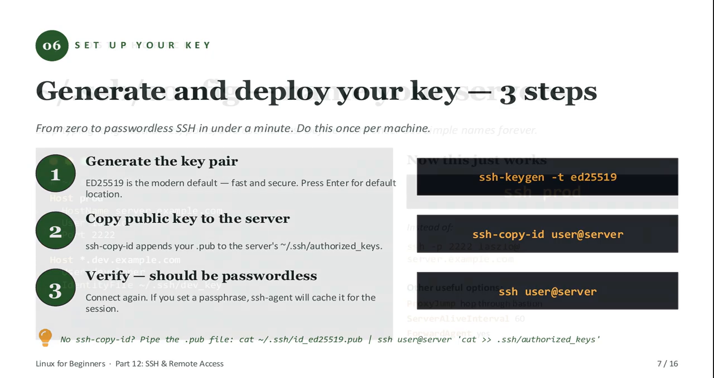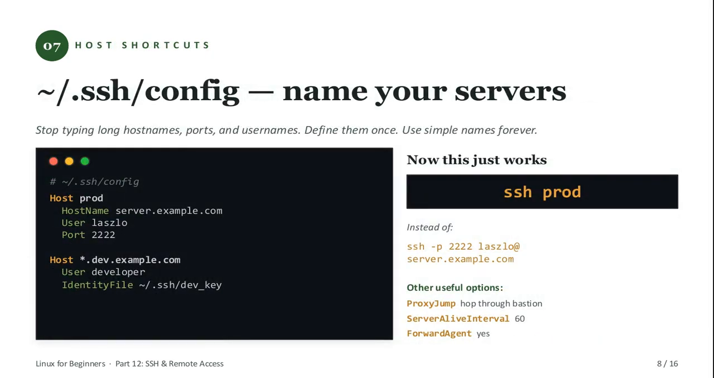Once you're logging in without a password, the next annoyance is typing out long ssh commands. That's where the ssh config file comes in. Open up ~/.ssh/config and define each server once, its hostname, your username, the port, even which key to use, and give it a short nickname. From then on, ssh prod just works, instead of that mouthful with -p and the full address. You can even use wildcards like *.dev.example.com to apply settings to a whole group of machines. And there are some real gems hiding in the options.